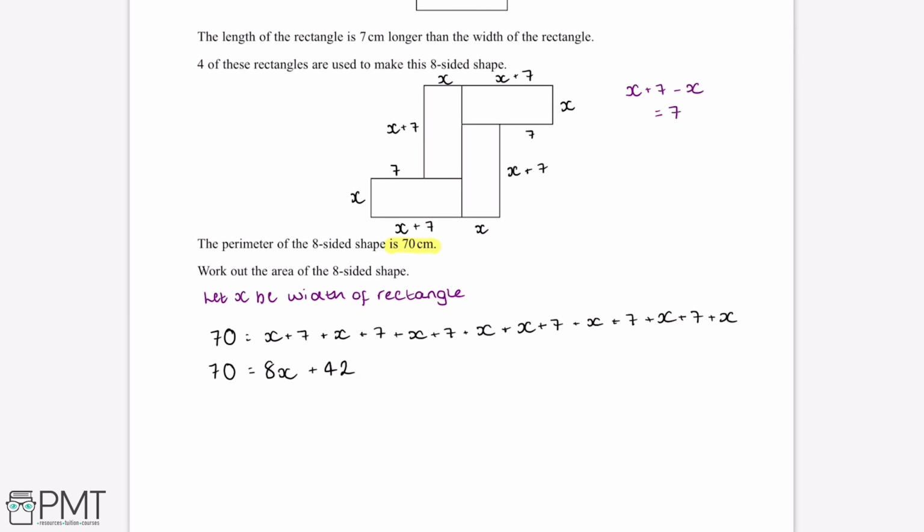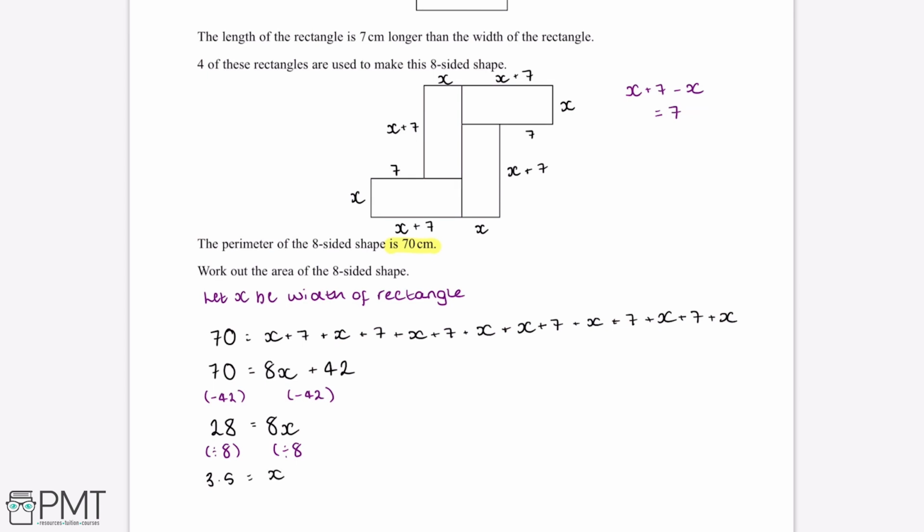So now what we're going to want to do is simplify down this equation to make x the subject. The first thing we can do is minus 42 from both sides, and 70 minus 42 gives us 28. And 8x plus 42 minus 42 gives us 8x. And now the final thing we can do is divide both sides by 8. And this tells us that x is equal to 3.5.